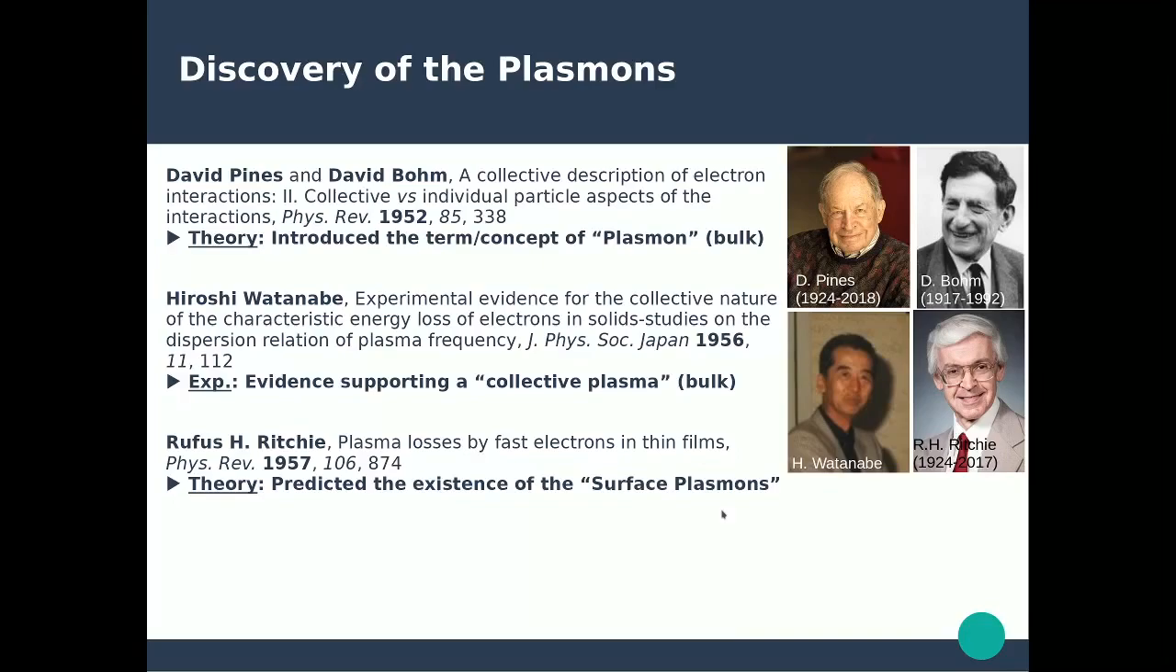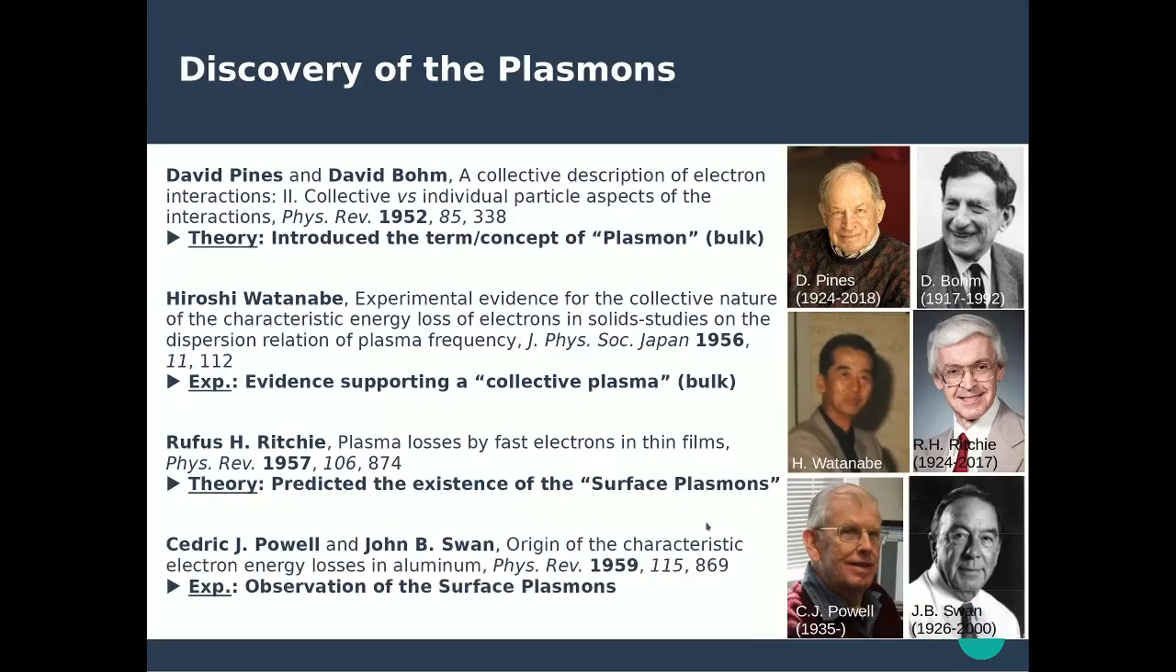The experimental observation of those surface plasmons came fairly soon after, in 1959, by Cedric Powell and John Swan, University of Northwestern Australia, where they observed those surface plasmons experimentally using electron energy loss spectroscopy. We'll discuss some of these works later on when discussing the physics of those plasmons. We're going to be discussing electron energy loss spectroscopy as well. So we'll come back to those pioneering works.